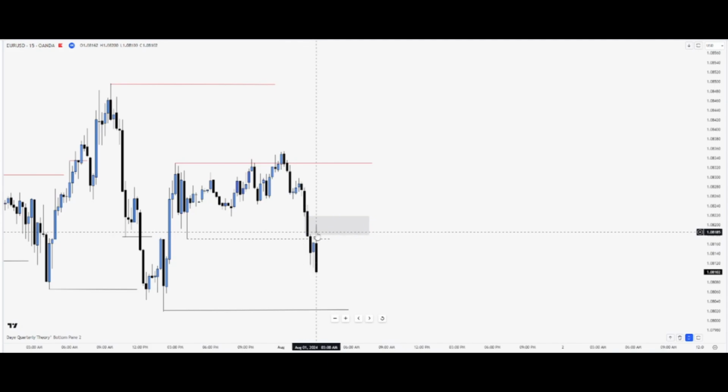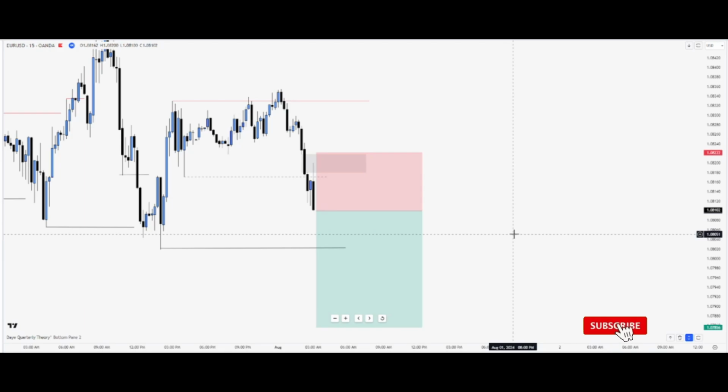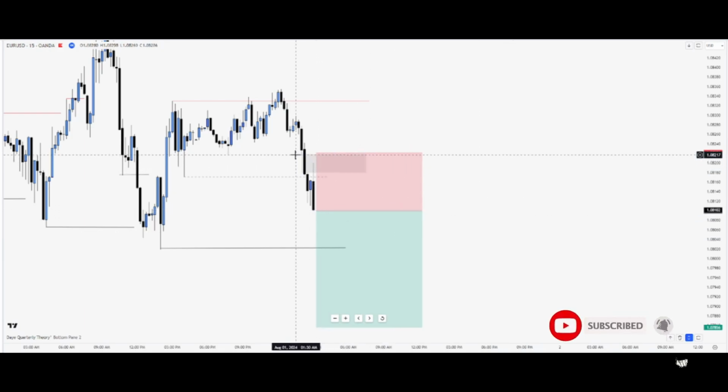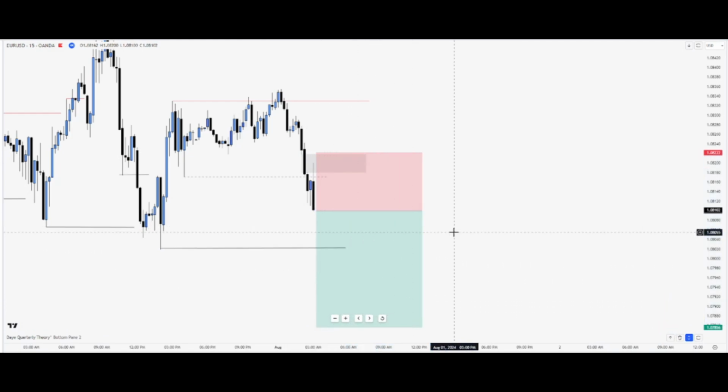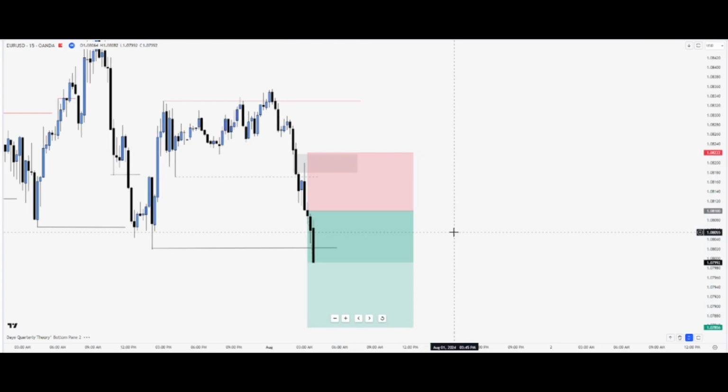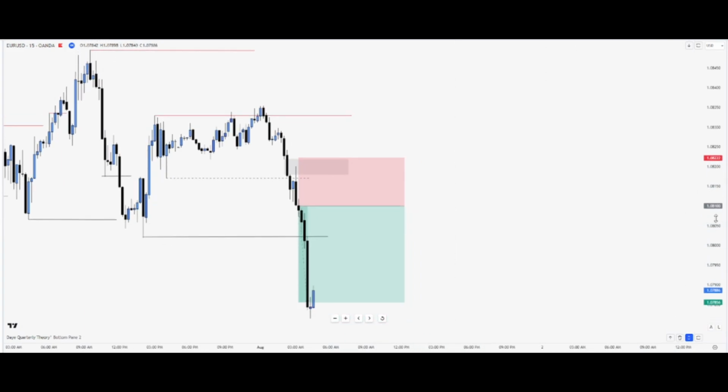So you can see how price has reached for this particular fair value gap and giving us a good reaction in price right here. So right here we can frame our setups, putting our stops just above this particular fair value gap right here and aiming for a 1 to 2 risk to reward. So let's see what price does. And there you have it.